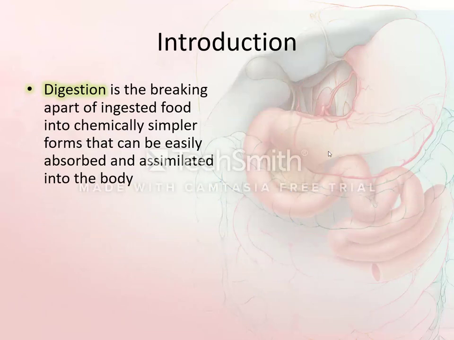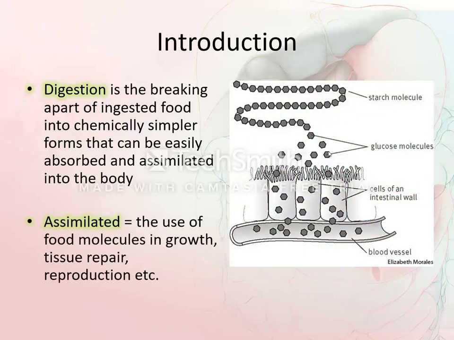So as I said, digestion is when we break up the food that we ingest. We're going to break it up either chemically or mechanically, and it's going to be broken down into simpler, smaller pieces. And those smaller pieces, those nutrients that are going to be released, are going to be absorbed by the body. When they are used by the body, we call that assimilation. Okay, we'll get to that as well. So let's say, for example, I've eaten a potato.